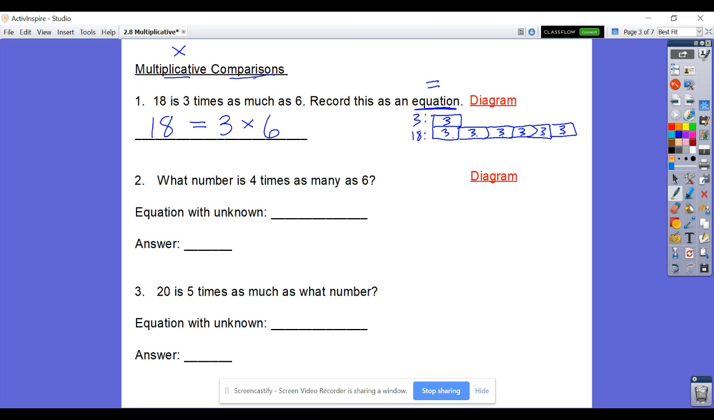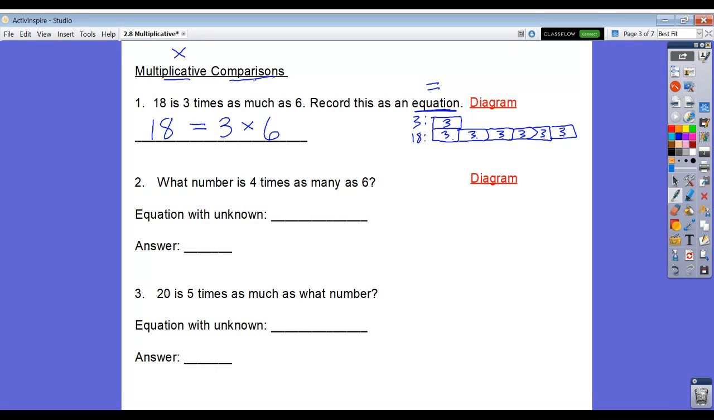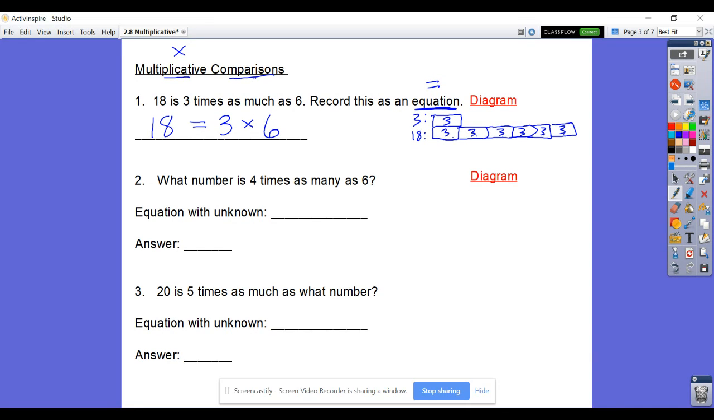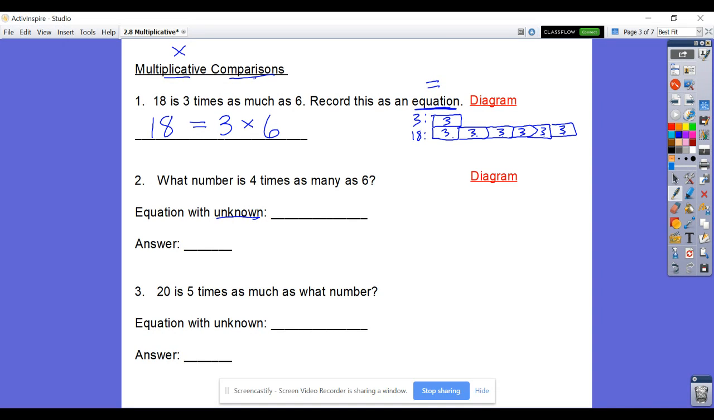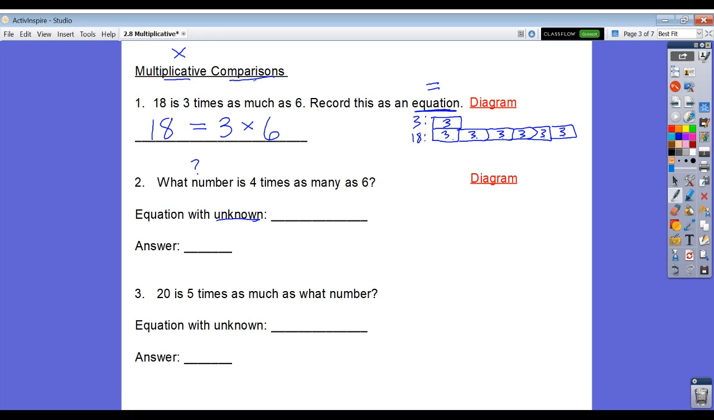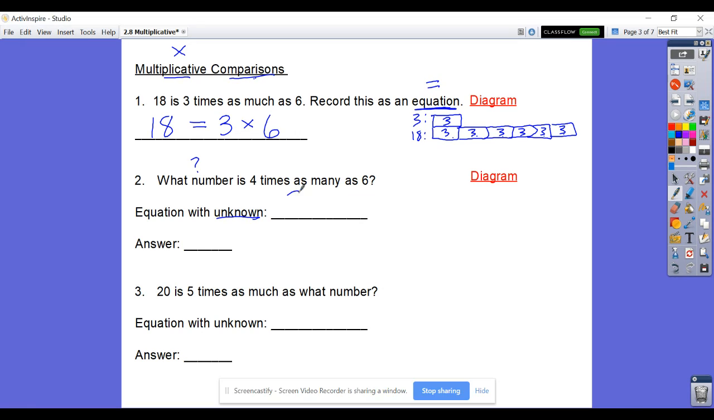Let's do number 2. Now we've got an unknown. It says, what number is 4 times as many as 6? And it asks you for an equation with an unknown. Now an unknown is going to be a letter or a symbol that you use to represent some number. So in this case, it says what number? I'm going to use a question mark for that. So I would put question mark equals 4 times as many as 6, 4 times 6.